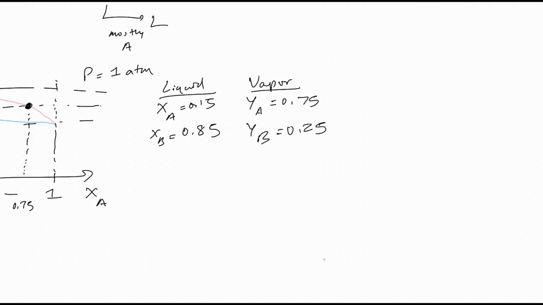And there we have it. We have the compositions just from the diagram of what the liquid and the vapor streams are actually going to be.